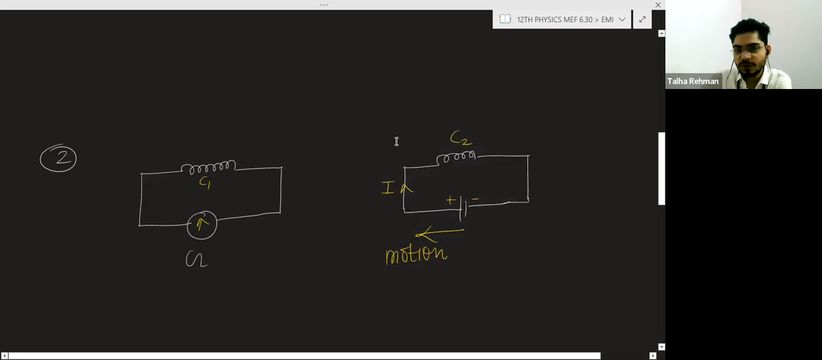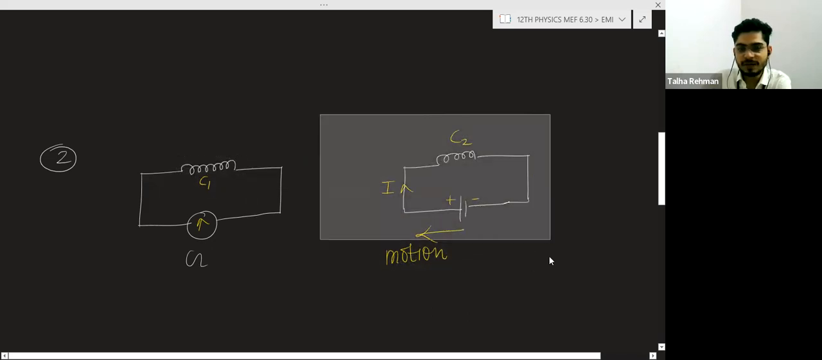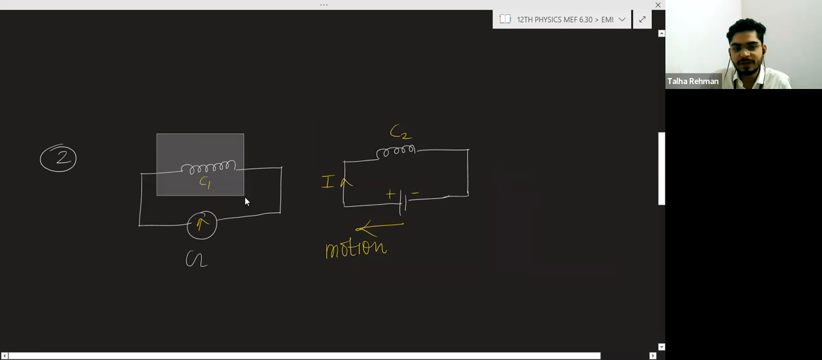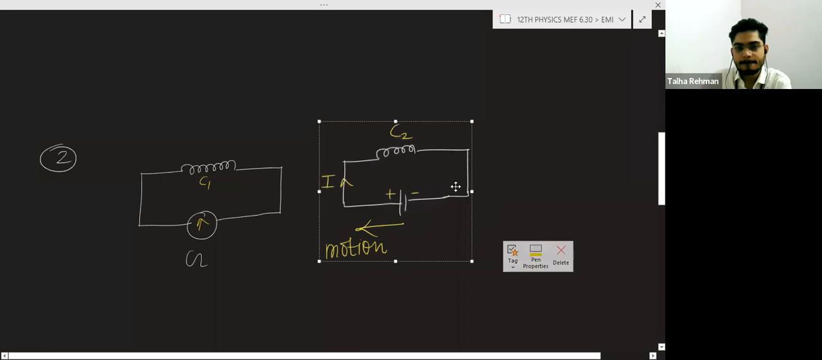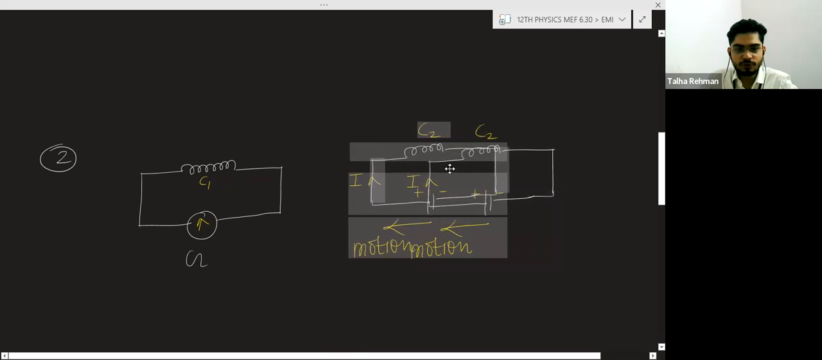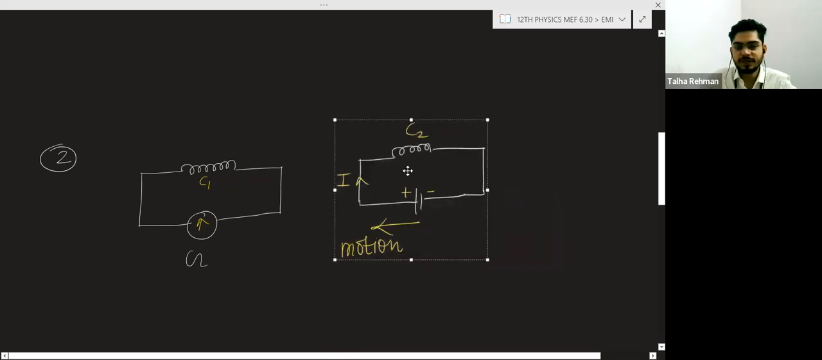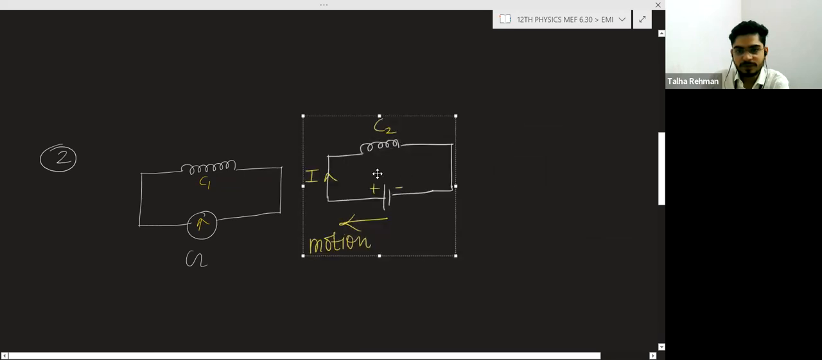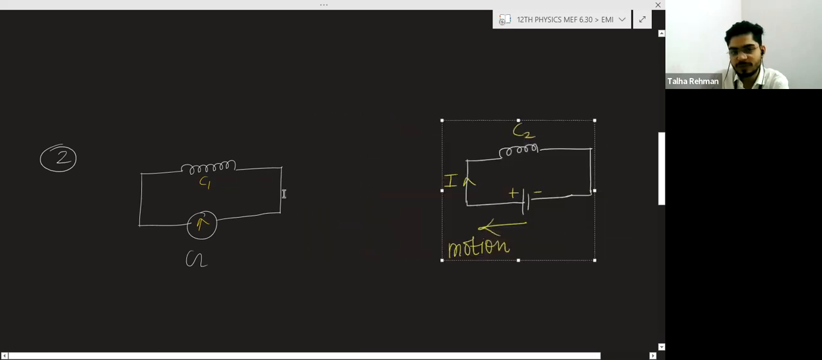Due to this system, there will be some magnetic field at the C1, and when this moves towards the coil, what will happen? Magnetic field here will increase or decrease? See, this whole system is moving towards this coil C1. It will increase. And when this coil is moving away from the coil, it will decrease.